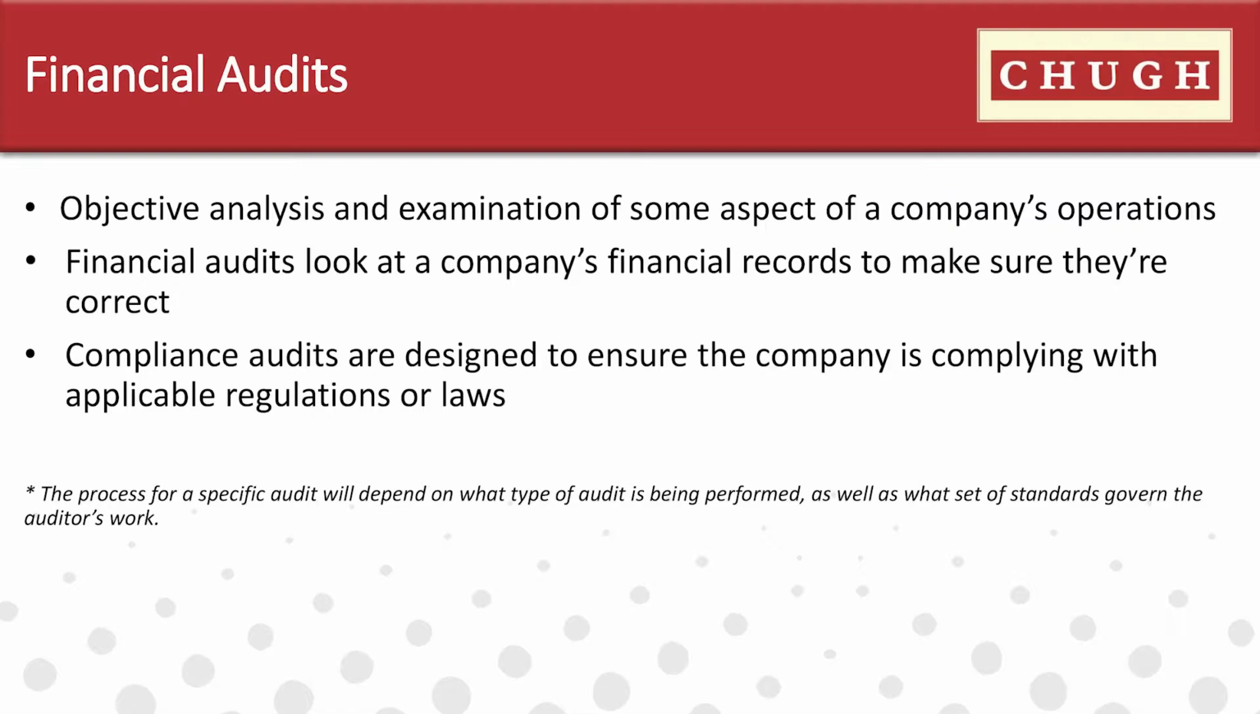An audit is an objective analysis and examination of a company's operations to confirm the extent to which the organization is in compliance with expected standards. An audit can be for different purposes. For a financial audit, the company looks at the financial records to make sure they are correct. A compliance audit is designed to ensure that the company is complying with the applicable regulations or laws. The process for a specific audit will depend on what type of audit is being performed, as well as what set of standards govern the auditor's work. It can be US GAAP, IFRS, IGAP, etc.